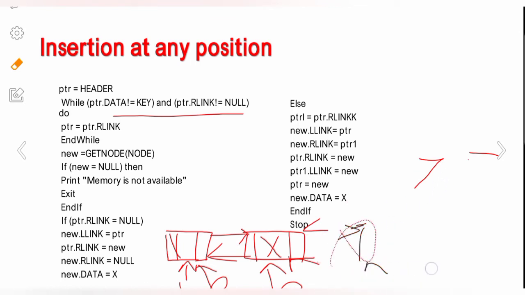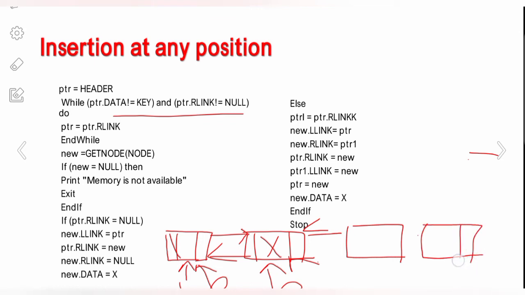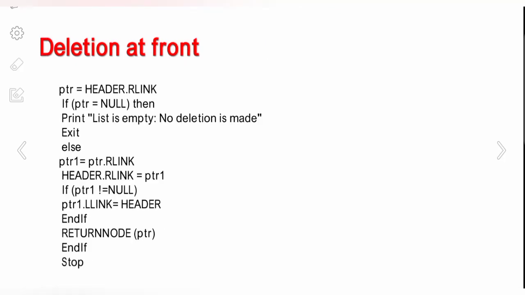Okay, so here the new node will be added to the existing linked list, which is having the data 7. Okay, so like this we are going to add it to the linked list. Okay, so that was insertion at any position. Now let us see the next one, that is the deletion at the front and deletion at the end of the linked list, and the deletion at any position in the linked list.